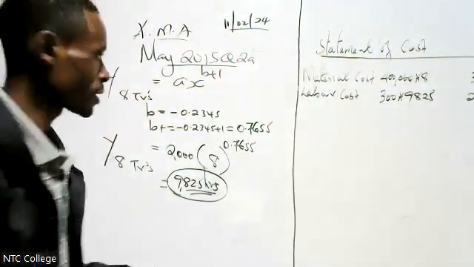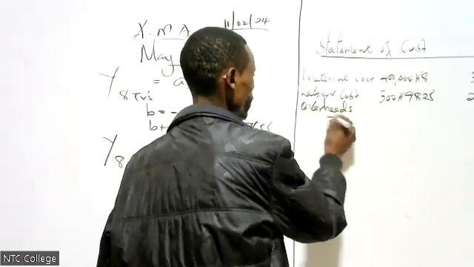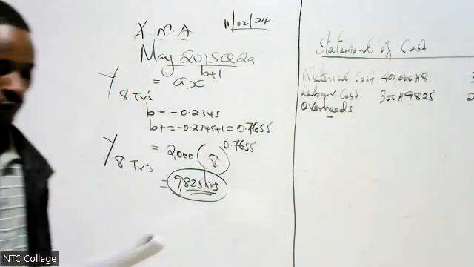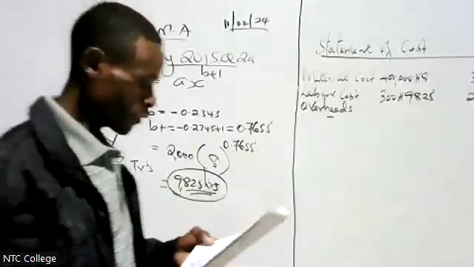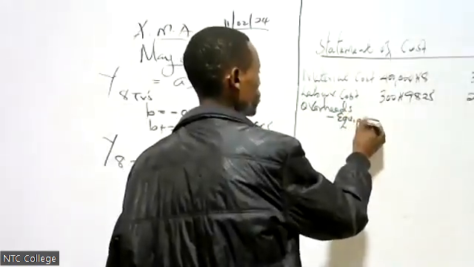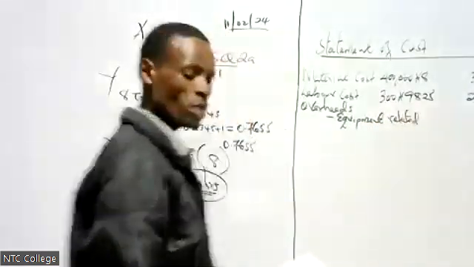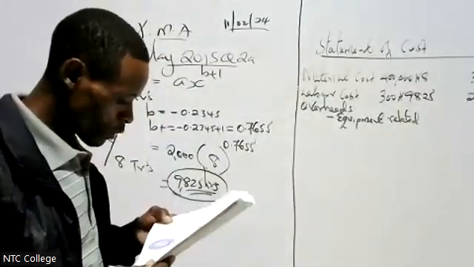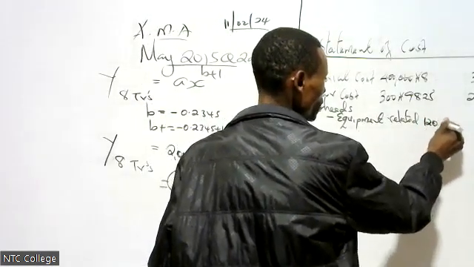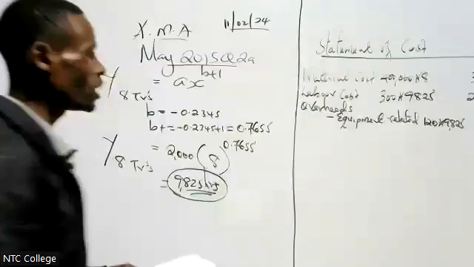Then I go to overheads. Overheads number 1 is under note number 4. Hope we are following. Number 4, we have equipment related. So this equipment related, we have been told that at the rate of 120 shillings per direct labor hour. So I'll compute 120 by 9,825. Are we together? That is equipment related.